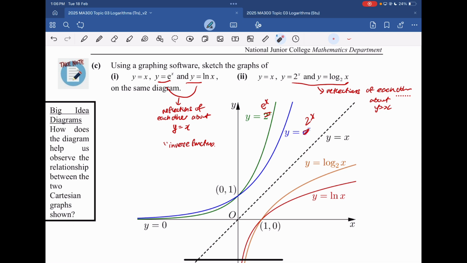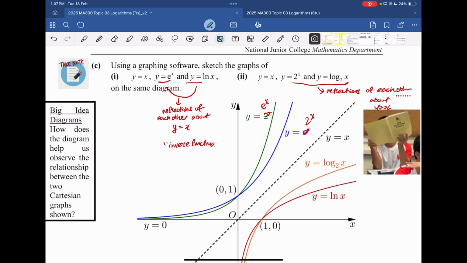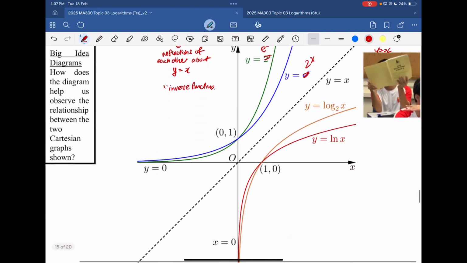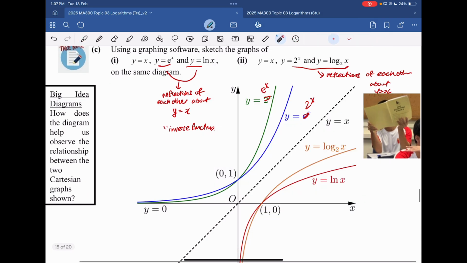They are what we call the inverse function. So what are inverse functions? You don't need to know at this point in time. You just need to know one thing. Most of the time they test this, maybe not so recently, but in YEA. e power x, ln x, they are reflection about each other. Why is that so?